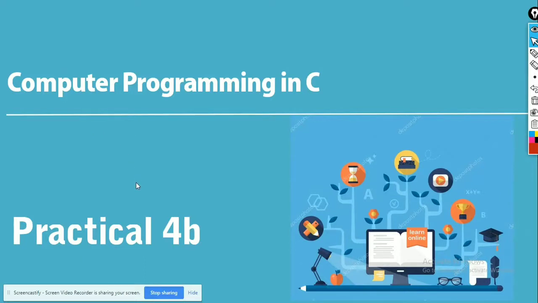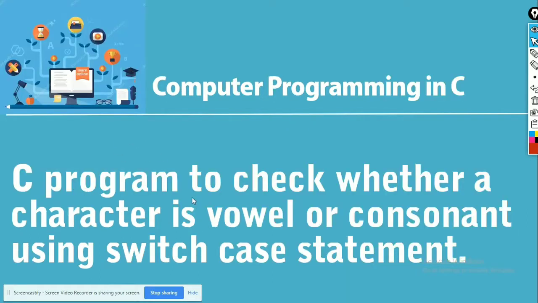We are going to cover practical number 4's second part. In the first part, we have seen the decision control statement if-else, where we were having only two parts. If the condition is true, we'll execute the if part. If the condition is false, we'll execute the else part. In this practical, we'll be having multi-path execution.